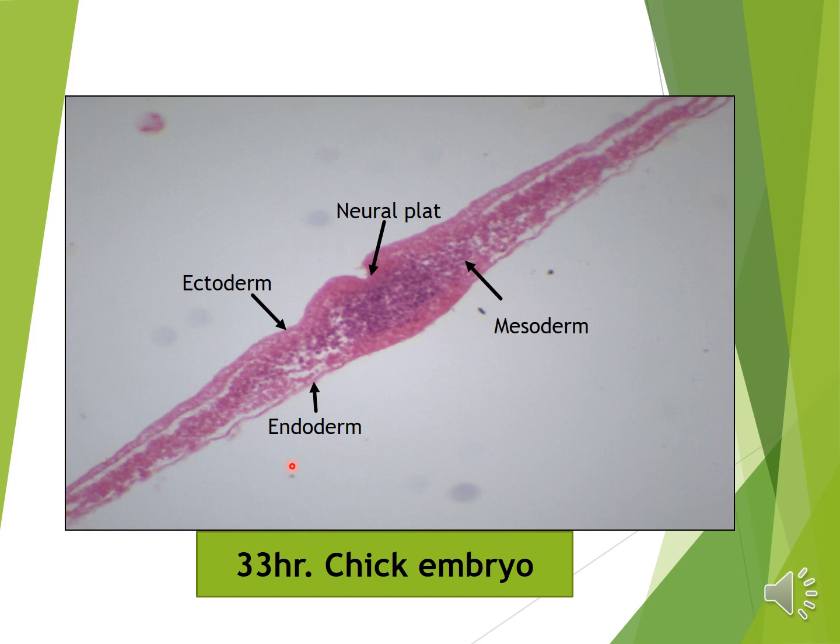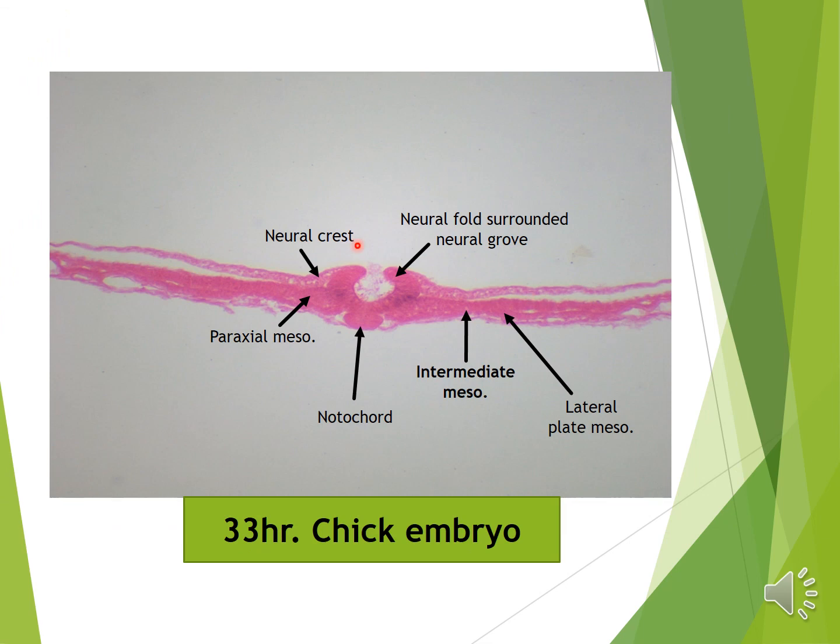Next slide, 33 hours in the chick embryo. This slide shows a more advanced stage of development of the chick embryo. The ectoderm is thickened, forming a neural plate, and you can also see the mesoderm and the endoderm. Development shows organogenesis is beginning.